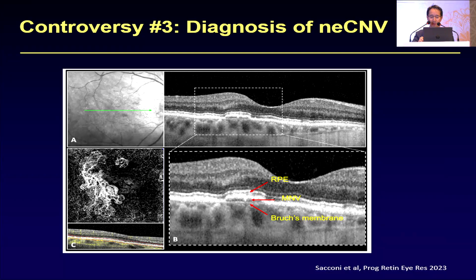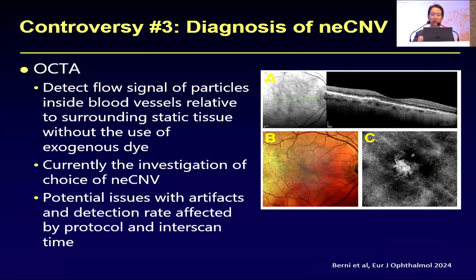Here's an example. You can see elevation of Bruch's membrane, and the RPE is slightly elevated, and you can see the double layer sign with the MNV in between. OCTA shows it quite well, which is why OCTA is now the investigation of choice for these cases. You can detect the flow signal of the blood particles inside the blood vessels, but there are potential issues with artifacts, and detection can also be affected by the protocol and the scan time. Sometimes the flow inside the non-exudative CNV is very low, so you might not be able to pick it up with the OCTA.